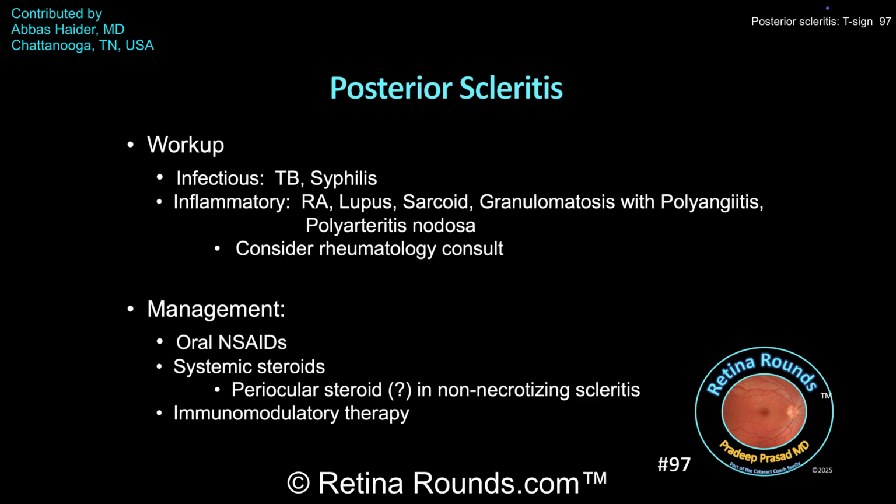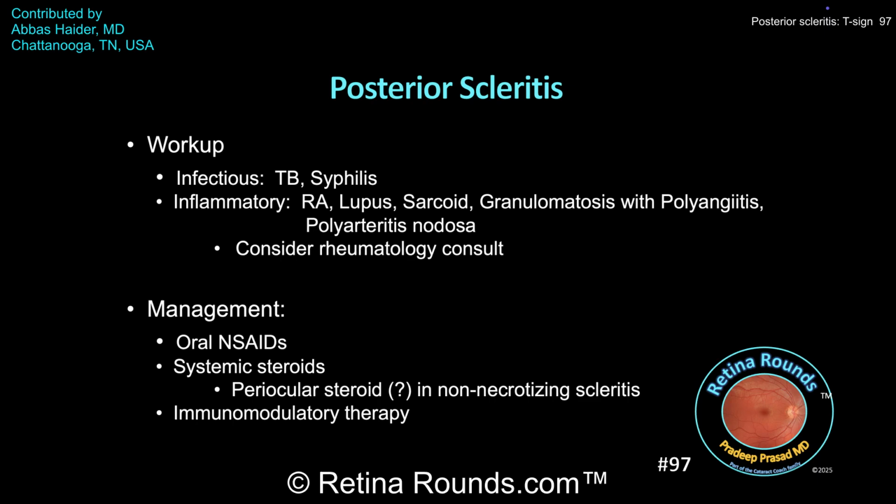One of the key take-home points here is that consultation with the rheumatologist is highly recommended, not only to help identify the underlying condition, but also they'll be helpful to aid in management. Now, posterior scleritis can be treated with oral NSAIDs, although often in these patients, systemic steroids may be necessary, and that can include either oral steroids or even high-dose intravenous steroids in more severe cases.